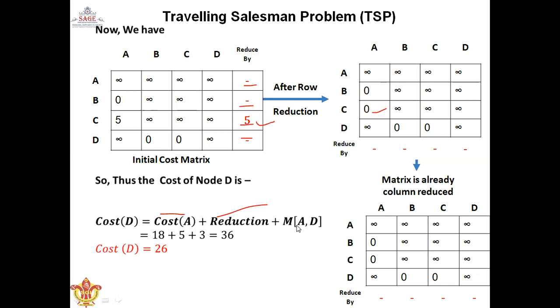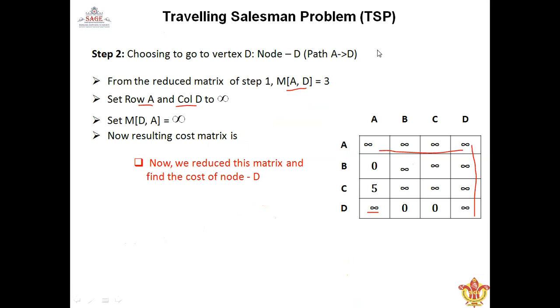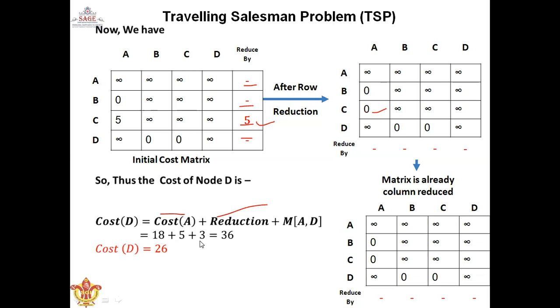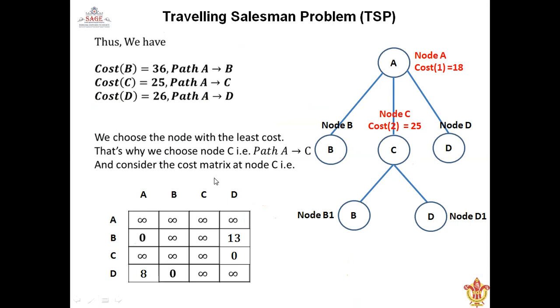Our M of AD is what? M of AD, we have seen there, is 3. So we have written here 3. So we have 36 and that is 26. Now from node A, the value of this one is 36, and the value of this node is 26. So the minimum cost among these is 25. We are going to select this C itself. We are going to expand this node because it has the least cost.